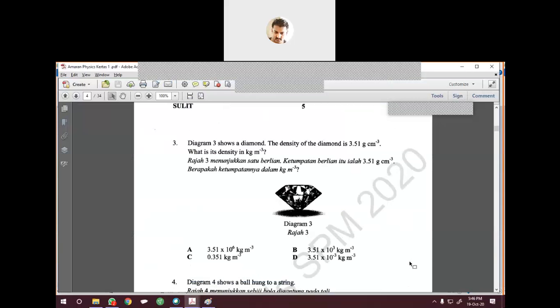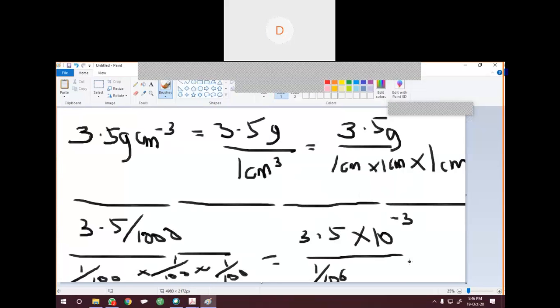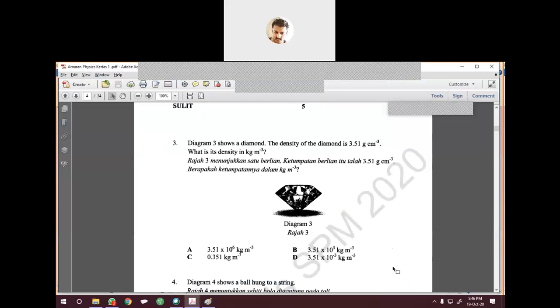So isn't it 10 to the power negative 6? No, ma, it's still at the bottom one. Now bring it up. So if I bring it up, it will become 10 to the power 6. So minus 3 plus 6. So it will become 10 to the power 3, right? So the answer is B.